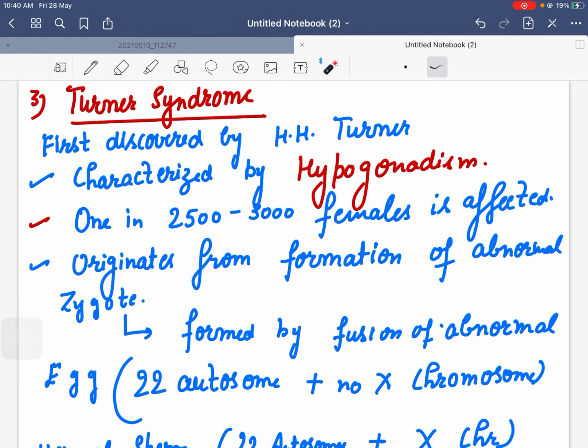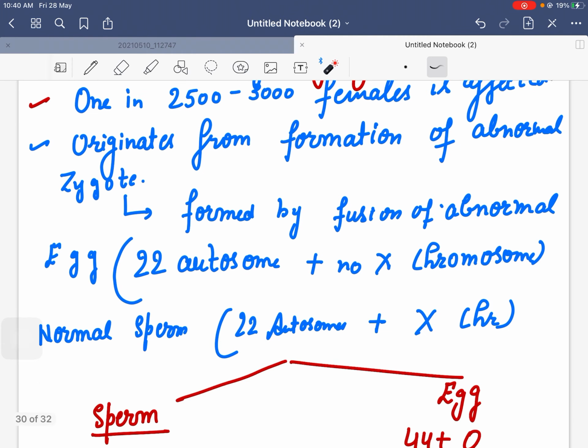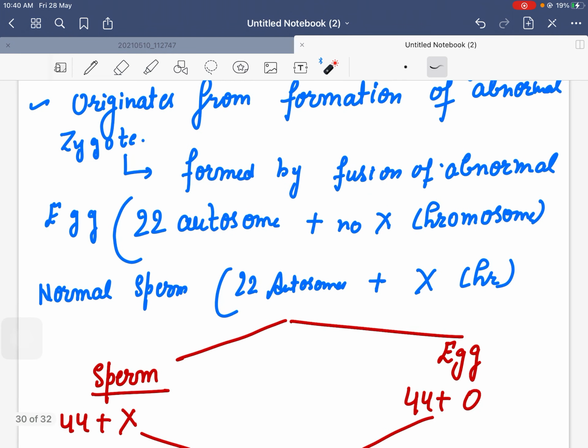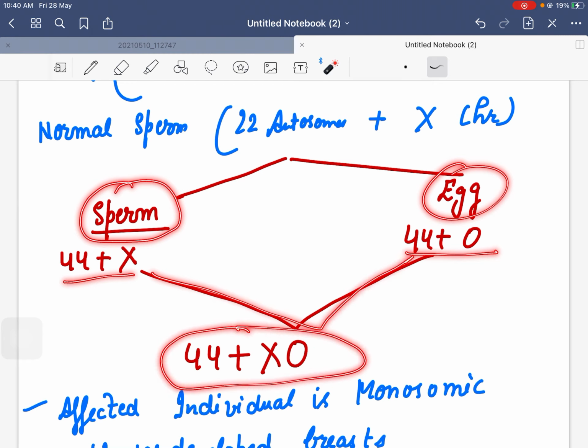And when does this abnormality happen? There is formation of an abnormal zygote, and when is the abnormal zygote formed? When something goes wrong at the time of egg formation, during gamete formation. 22 autosomes are there, but no X chromosome is there in the egg. Sperm is normal with 1 X chromosome. So when the father with 44 plus X and the mother with 44 plus no X fuse, the zygote will be 44 plus X0, and this type of zygote will suffer from a syndrome known as Turner syndrome.